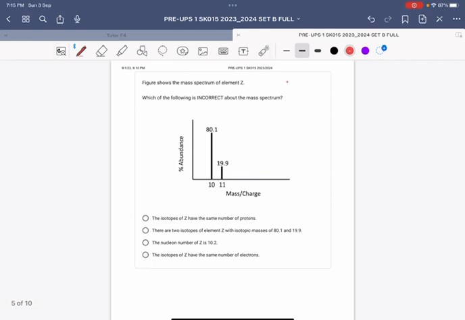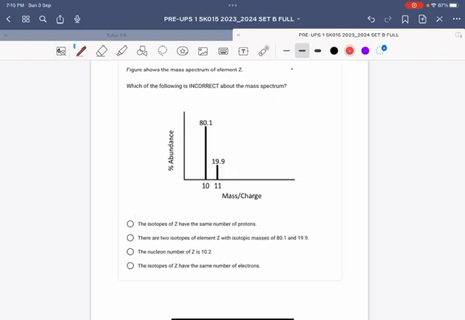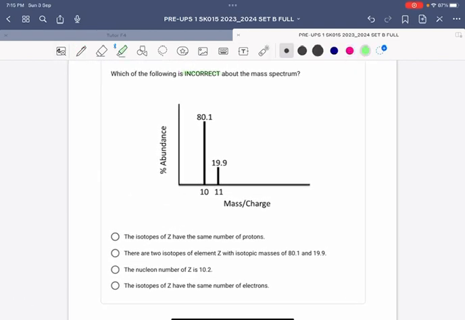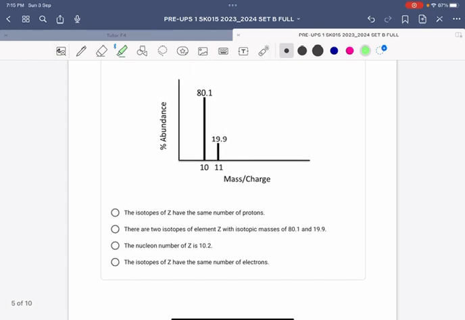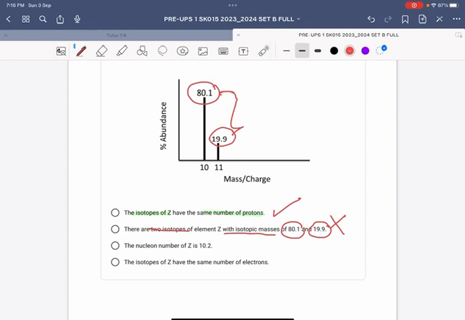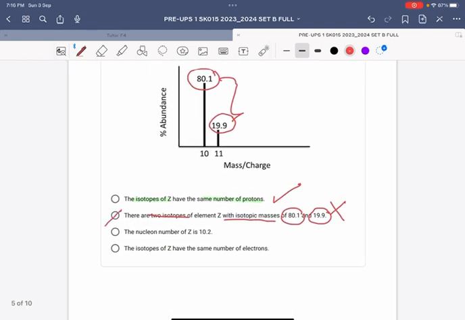Okay, next, figure shows the mass spectrum of element Z. Which of the following is incorrect about mass spectrum? Okay, kita tengok satu persatu, look at one by one. The isotope Z has same number of proton. This is true. Isotope has same number of proton. There are two isotopes Z with isotopic masses 18.1 and 19.9. 18.1 and 19.9 is not the masses. This is relative abundance. So this is the incorrect statement. So the answer is option 2.